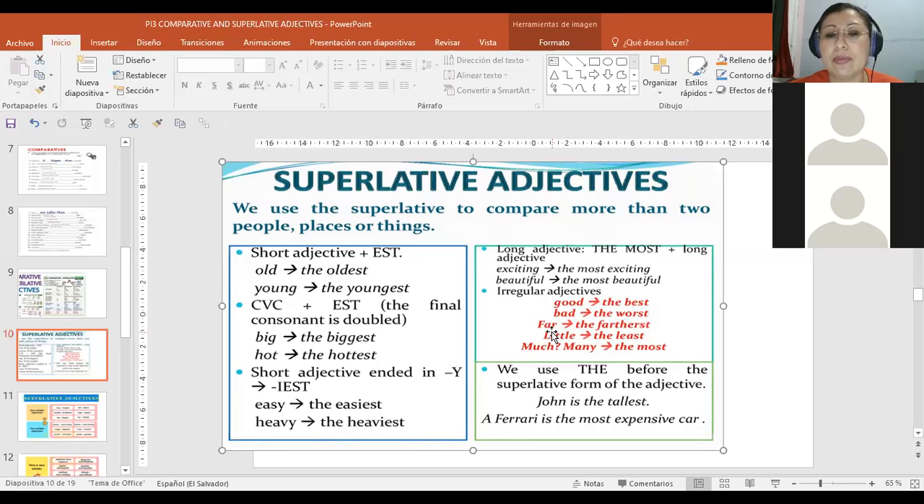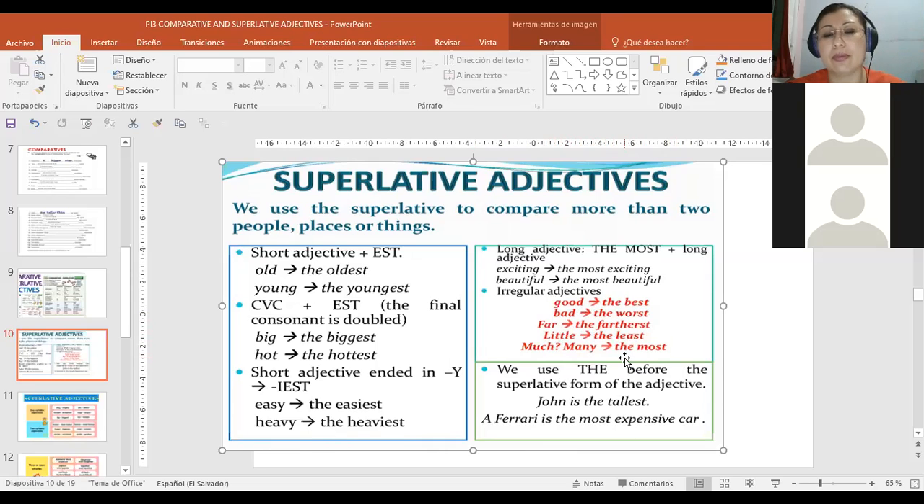Good, the best. Bad, the worst. No comparison. Far, the farthest. Little, the least. Much, many, the most. Okay?